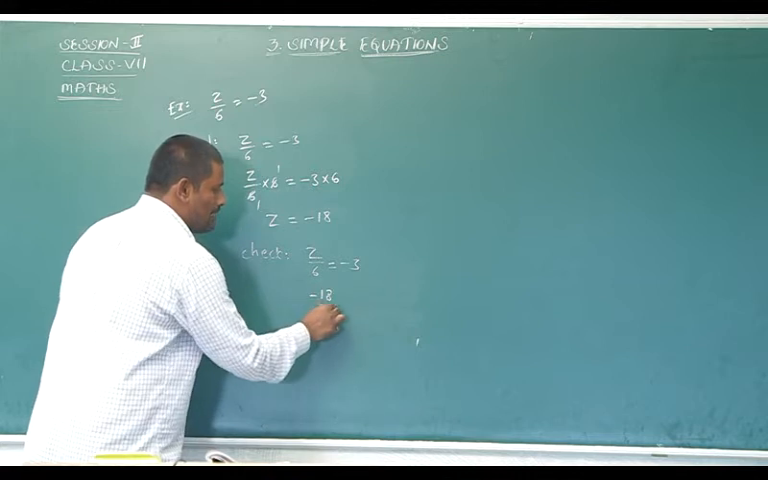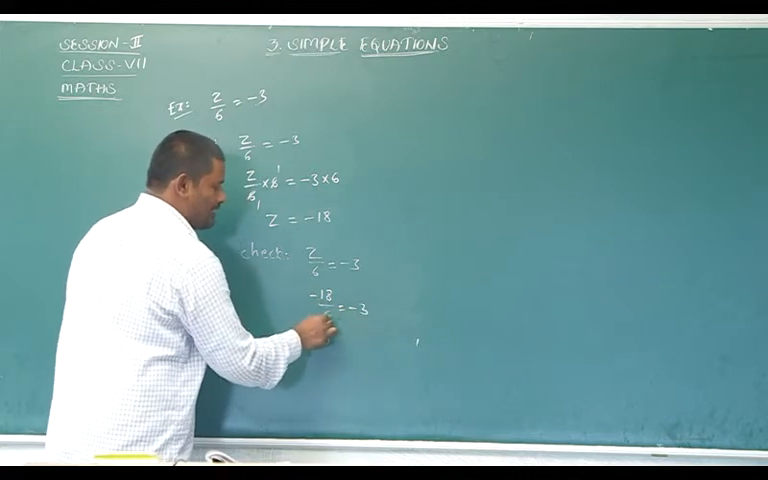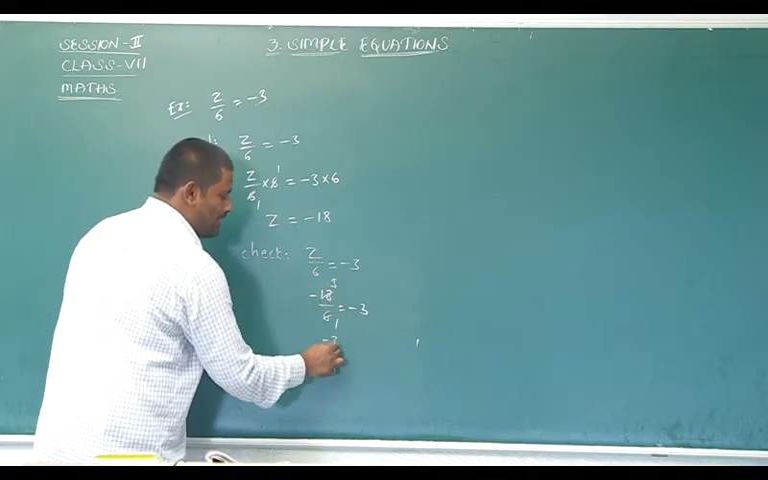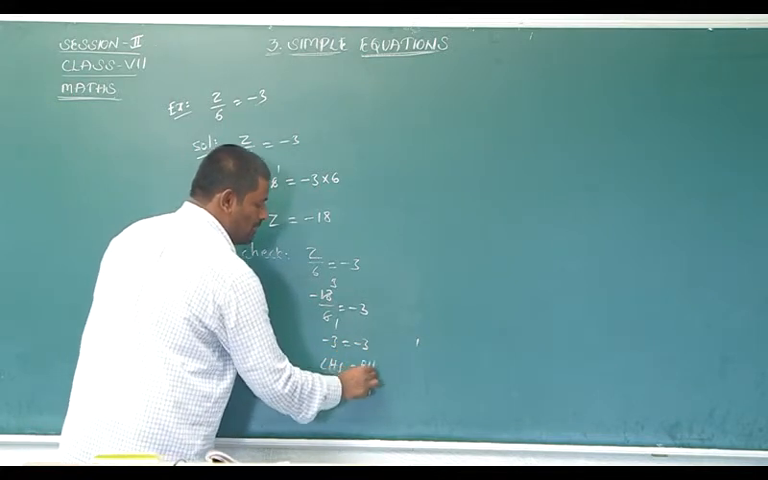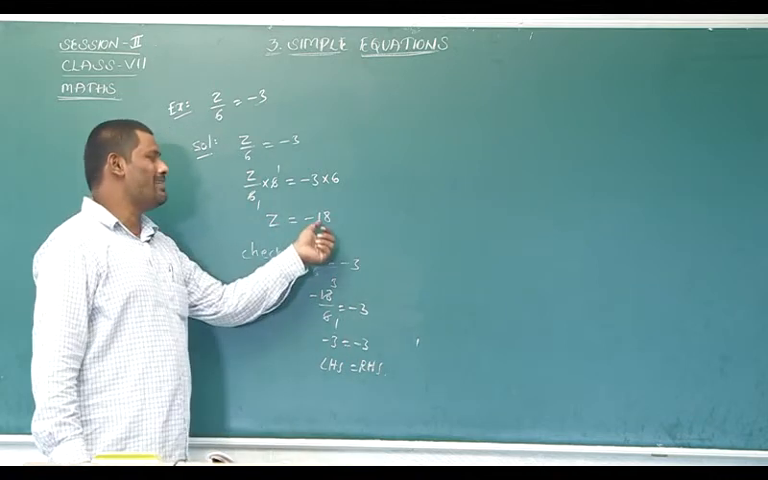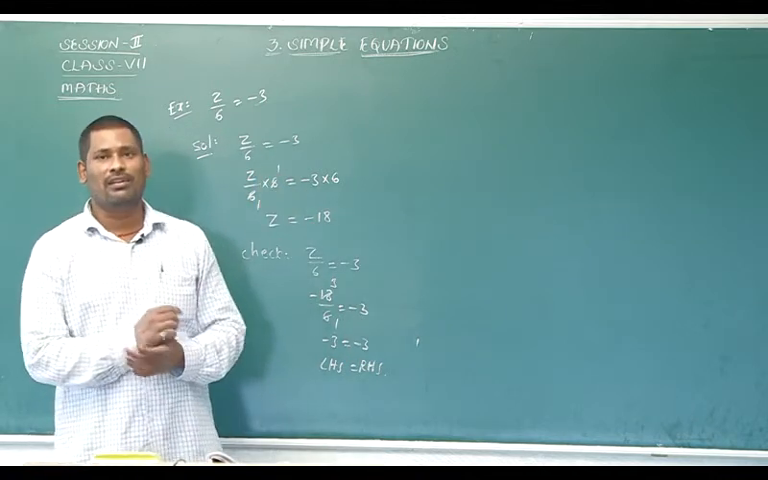Minus 18 by 6 equals minus 3 here, 6 ones and 6 threes. So minus 3 equals minus 3 we got. LHS equals RHS we got here. So by this, z equals minus 18 is the solution of the given equation here.